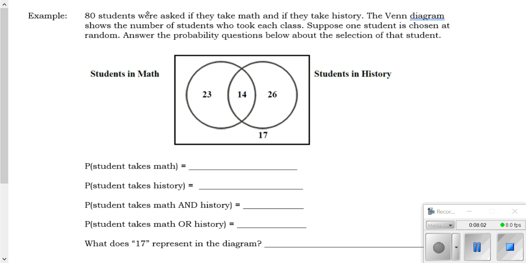Down below, I have some questions for you. If you need to take a second at any point to update your notes, feel free to pause. Okay, so the capital P here means probability. So the probability that a student takes math. Well, there were 80 people who took this survey. And out of those 80, I need to think about who takes math. Now, a common wrong answer right here would be to write 23 out of 80. 23 out of 80 is not the right answer. Can you tell me why?